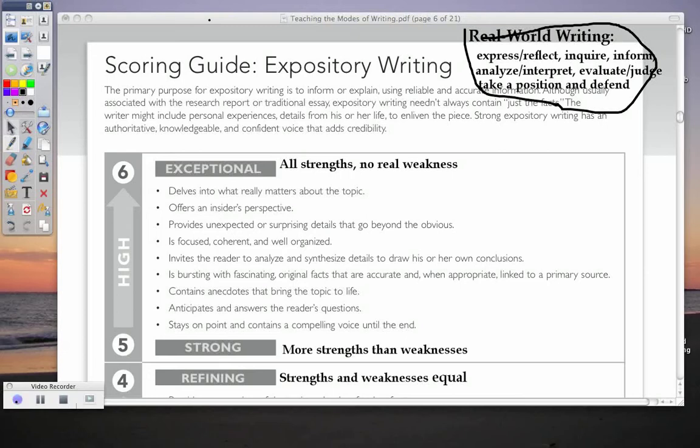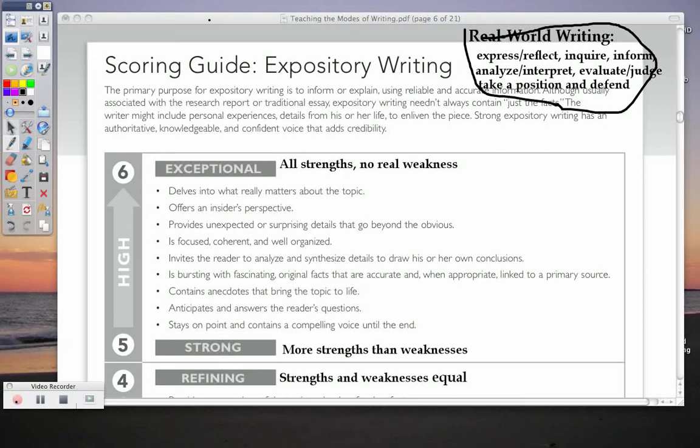If you look at a 4 paper, that paper is a paper where the strengths and the weaknesses are equal. There are as many strong traits as there are weak traits. A 3 paper is a paper where there are still strengths and weaknesses, but there are more weak traits in the paper than strong. An emerging paper, a 2 paper, is a paper where there are still strengths and weaknesses, but the weak traits highly outweigh the strong traits. And finally, a 1 paper is a very basic beginning point paper, and that's a paper where there really are no strong traits. All the traits need to have work.